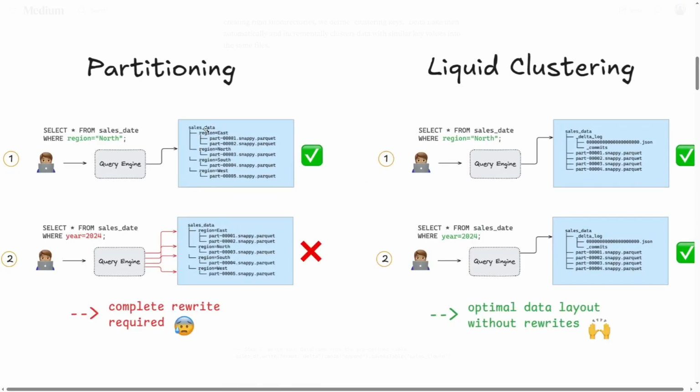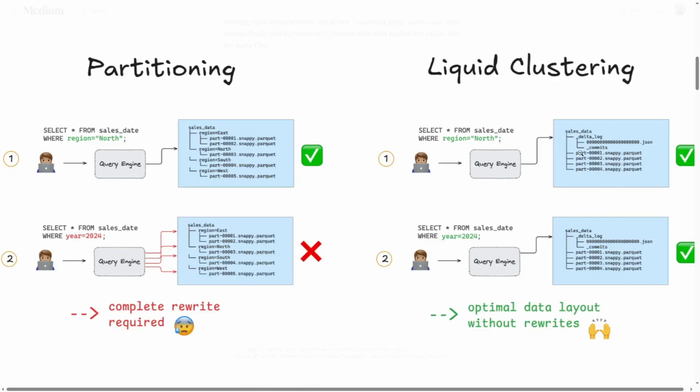So if you see the partitioning scheme, this is for the partitioning. If you see sales data, we have region: east, north, south, and west, and inside that the files related to these regions are placed. So this is physical data. But if the query engine searches on the year, because there is no partitioning based on year, it will have to scan everything. And if we want to filter data on every year, then we will have to rewrite this whole data in a partitioning scheme with year as a folder.